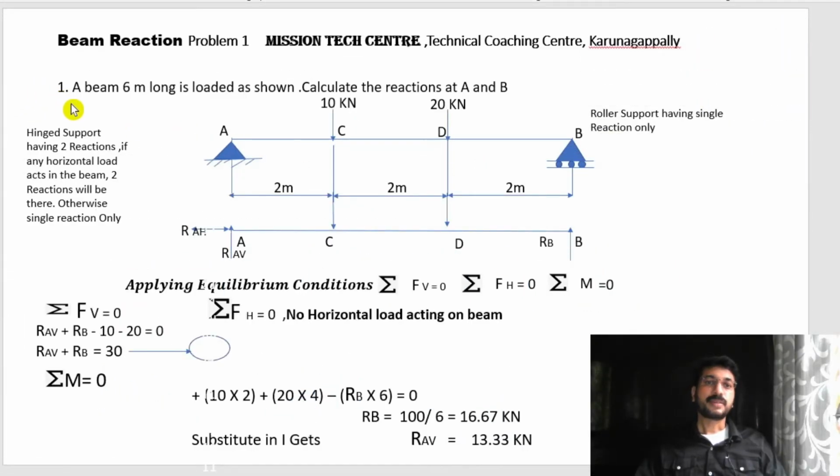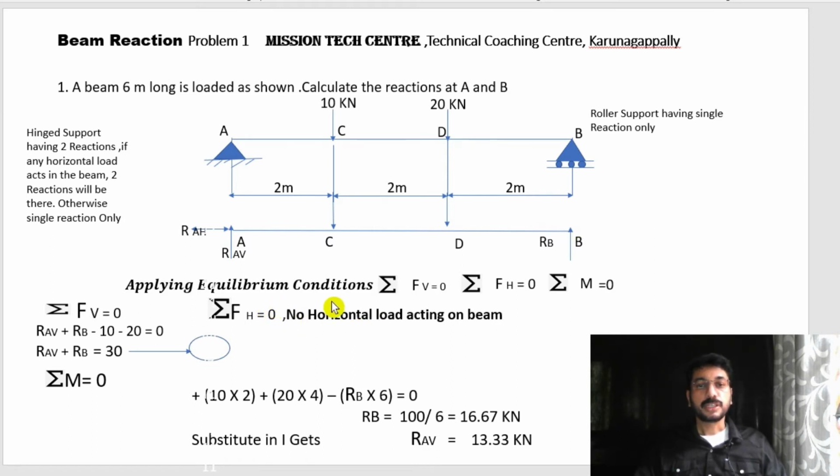Let us work out an example. A beam 6 meters long is loaded as shown. Calculate the reactions at points A and B. Since A is a hinged support having two components, two reactions RH and RAV perpendicular to each other. If any horizontal load acts on the beam, two reactions will be there, otherwise a single reaction only. In this case, there is no horizontal load acting on the beam, so the value of RH is equal to 0. In the case of B, it is a roller support having a single reaction.